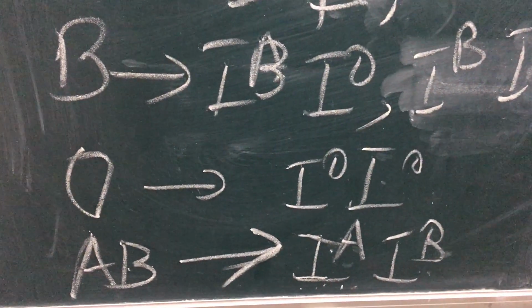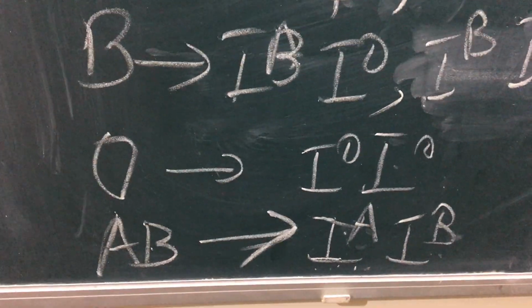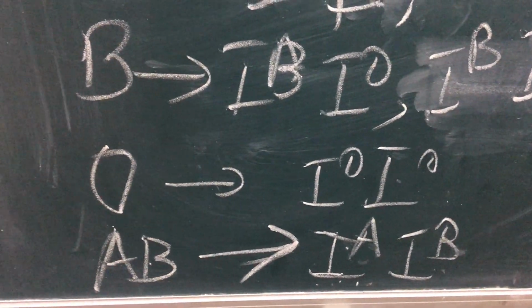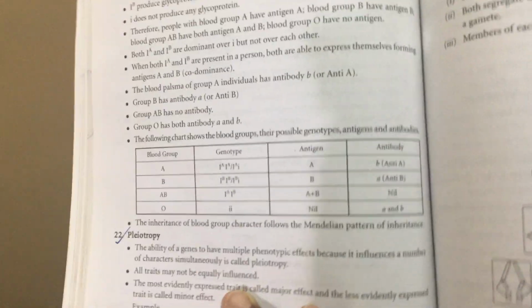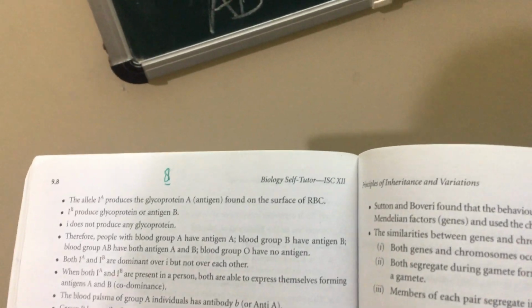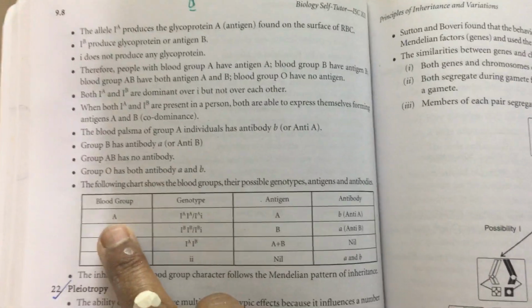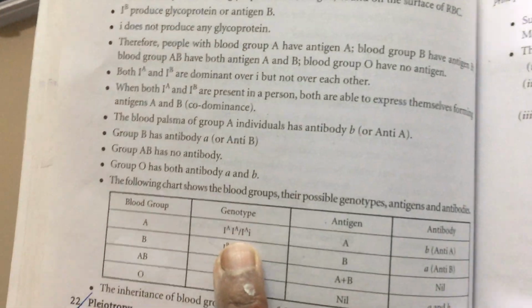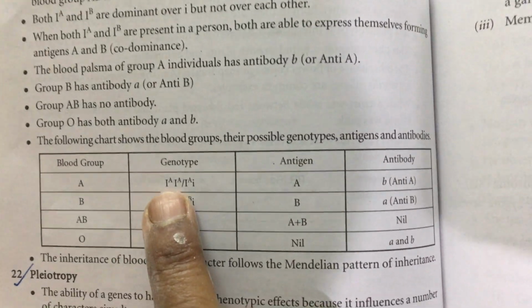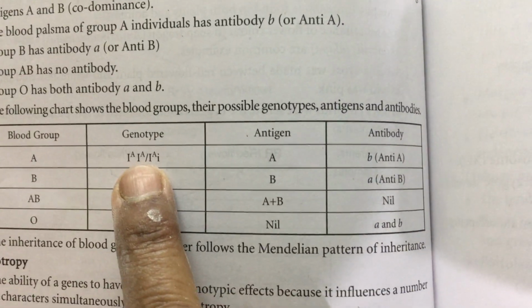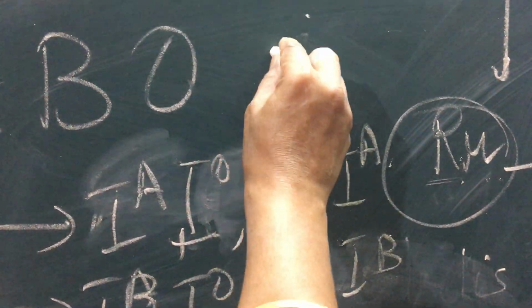So this is called codominance, and many more examples are there which I'll give you tomorrow. Then comes pleiotropism. For multiple allelism and codominance, I have given you a very good table. Suppose a person is having blood group A, his genotype will be IA IA or IA I0. I always write I0. It can also be written only i. So no problem with that.